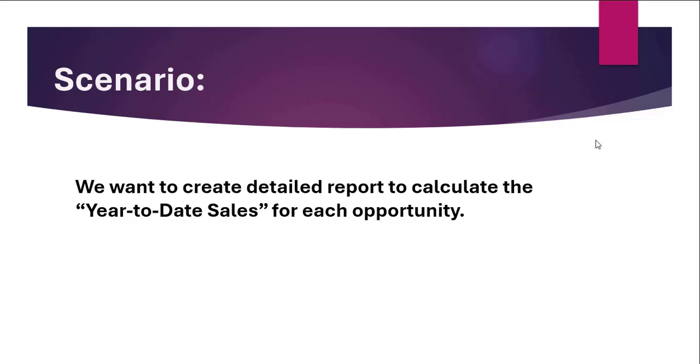In that report we will add a row level formula that calculates year to date sales by checking if the close date is within the current year and calculating the opportunity amount accordingly. So watch the video till the end and don't miss any step. After that you can also create a row level formula in your Salesforce report.